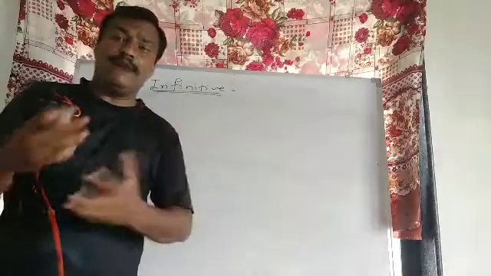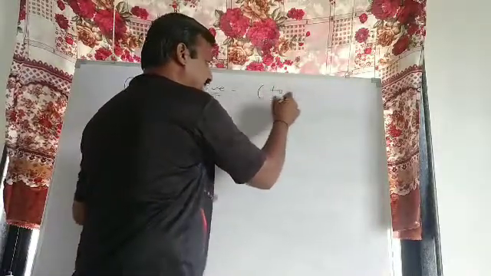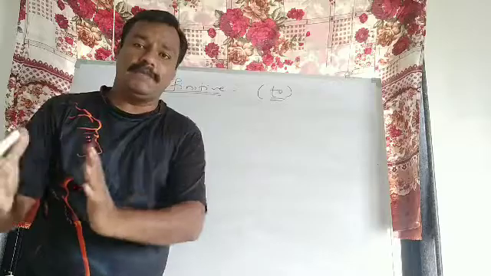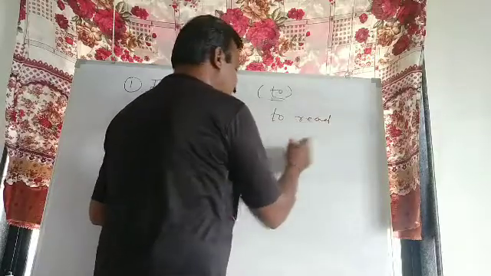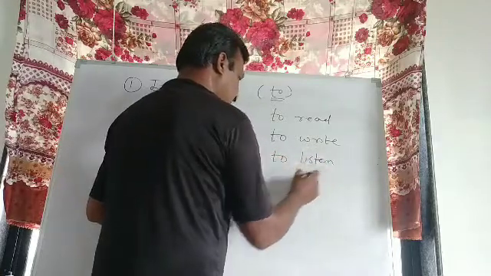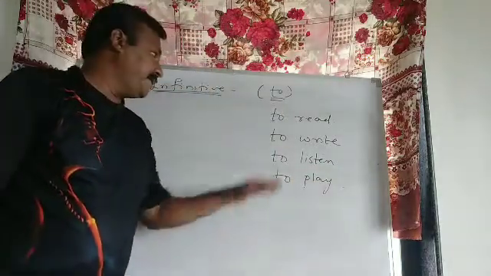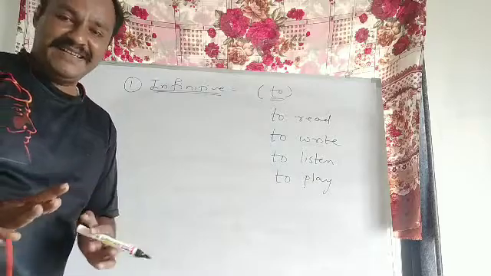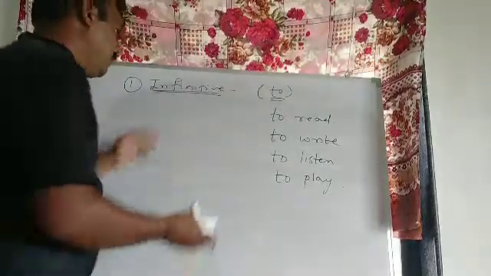So friends, how to identify infinitives in sentences? Infinitives are always with one preposition, that is to. If we add to before a verb, it becomes an infinitive. For example, to read. Here are some examples of infinitive I have written: to read, to write, to listen, to play. These are called infinitives. Understood? So, the first use of infinitive is what? Let's discuss with the examples and their uses.